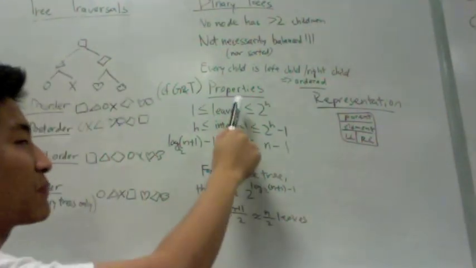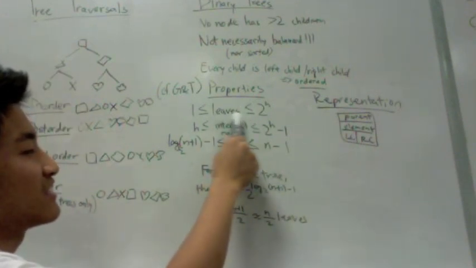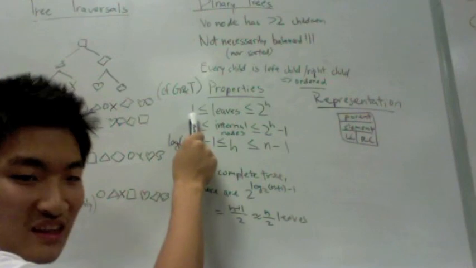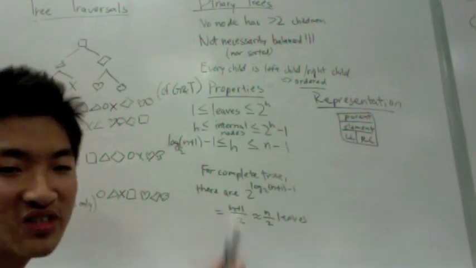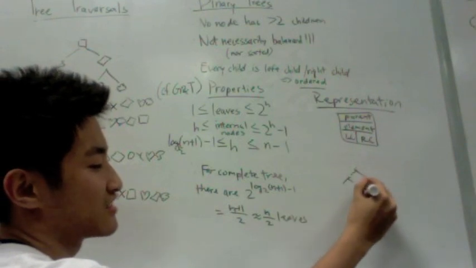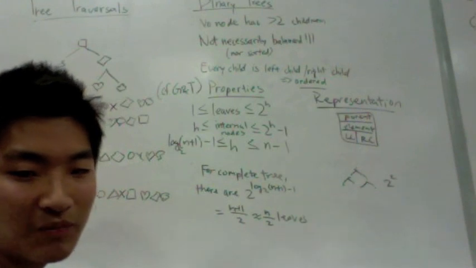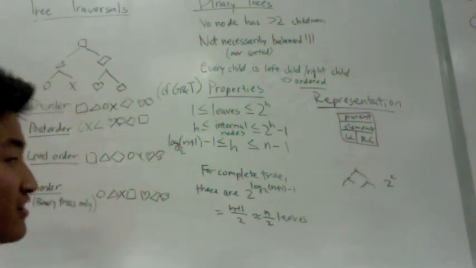Finally, the properties, I'll go over them really quickly. The first one is leaves. There's at least one leaf, of course. There are at most 2 to the h leaves. So if you draw a quick one here, you can see that there are 2 to the 2 at most at the bottom for a complete binary tree.